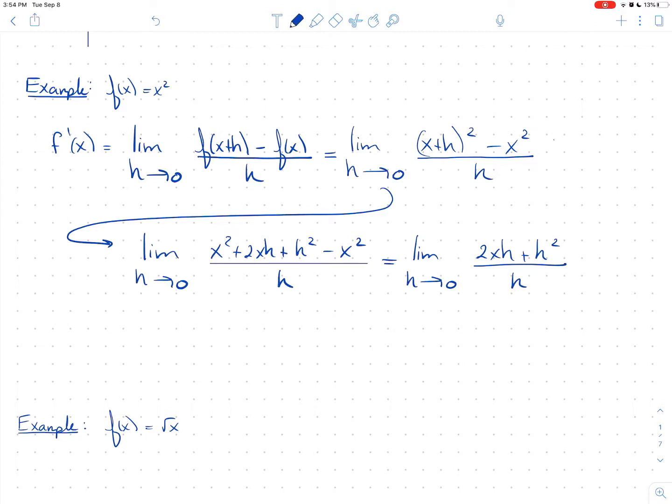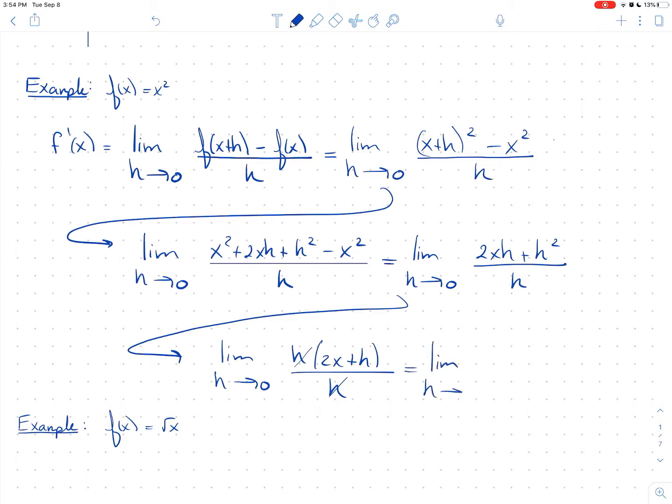And now at this point, I can cancel an h. Be careful canceling h's. People often will cancel incorrectly. If you can cancel, you can factor. So I can factor an h out. That allows me to cancel. I'm actually going to write this the way that I would factor it first, just so you can see it. So just to be safe, I'm going to write this as h times (2x plus h) all over h. And then I'm going to cancel those factors. And so I get the limit as h goes to 0 of 2x plus h.